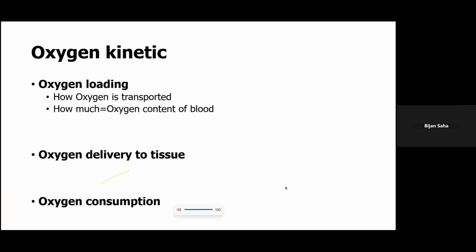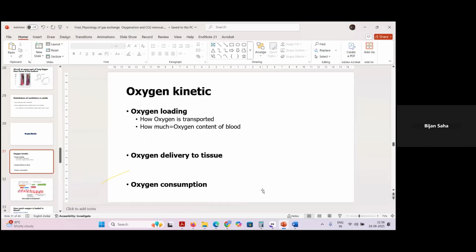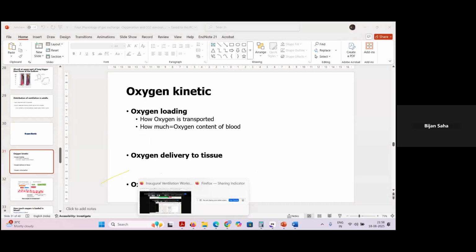I think till Rameshwar gets connected, let me tell you the question I was telling. Oxygen kinetics. That means oxygen from the alveoli has to travel to the tissues. So how is the oxygen flown?